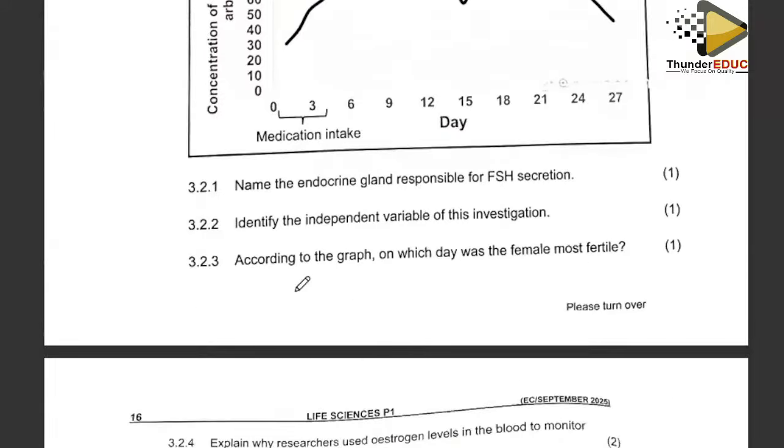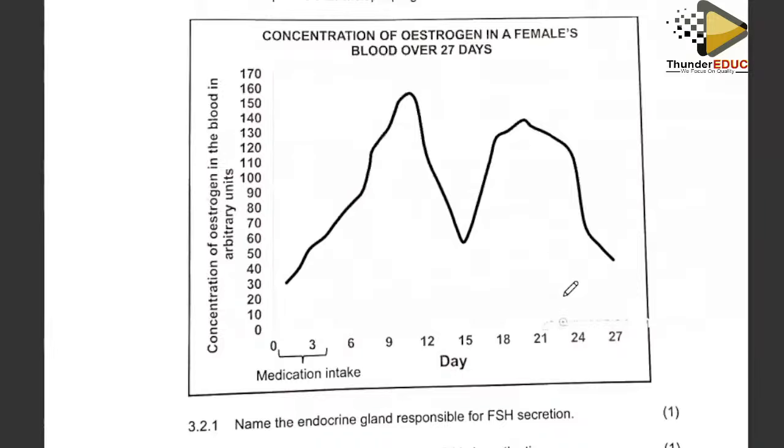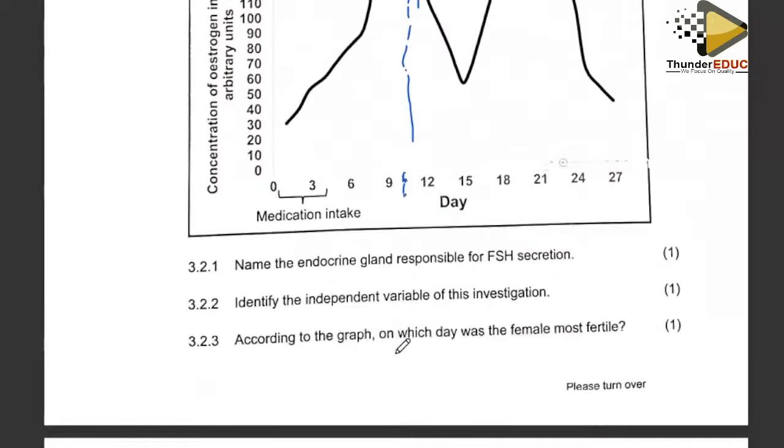All right. According to the graph, which day was the female most fertile? Which day, according to the graph? Yeah, around day 11, day 10 and 11 there. Between the 10 and 11.